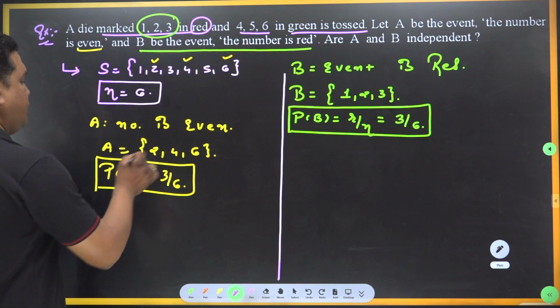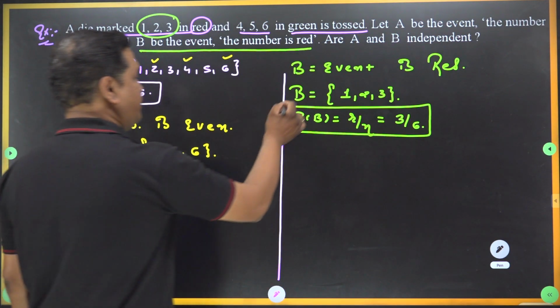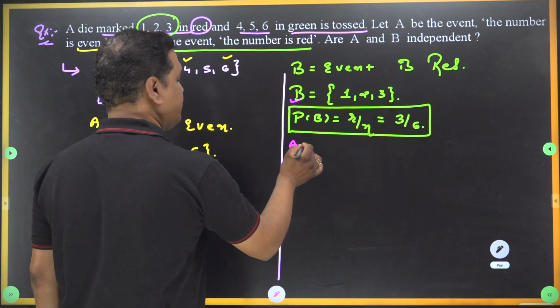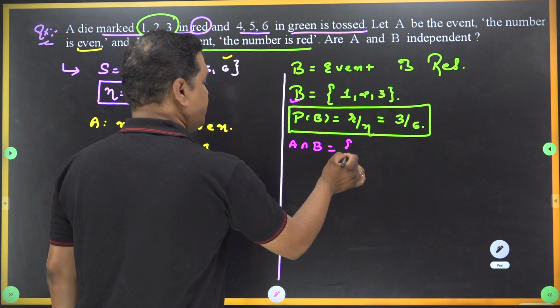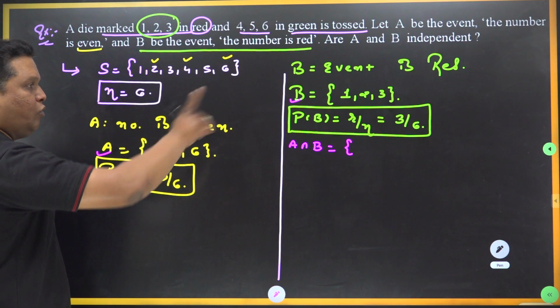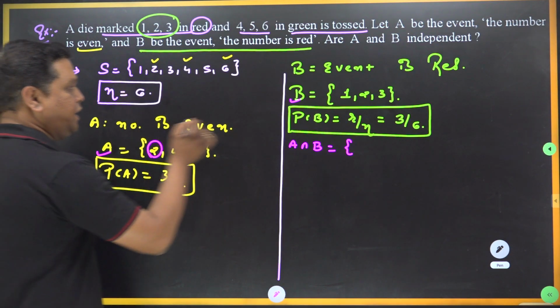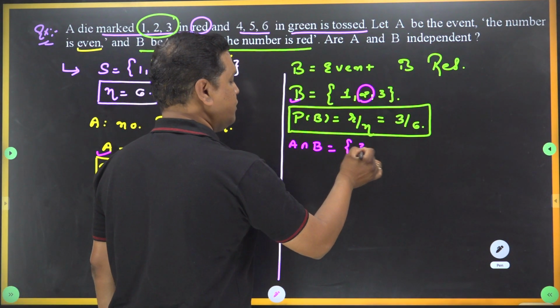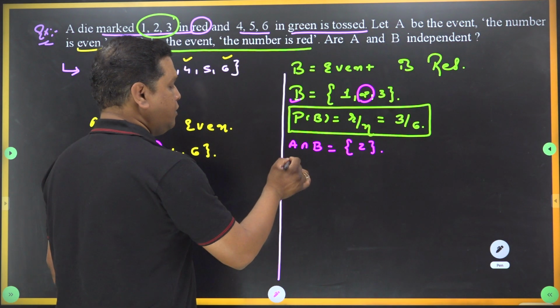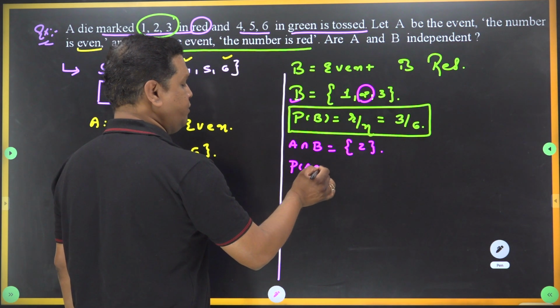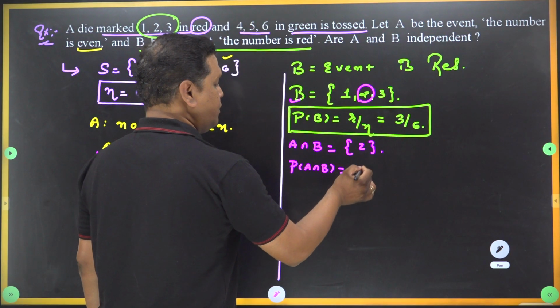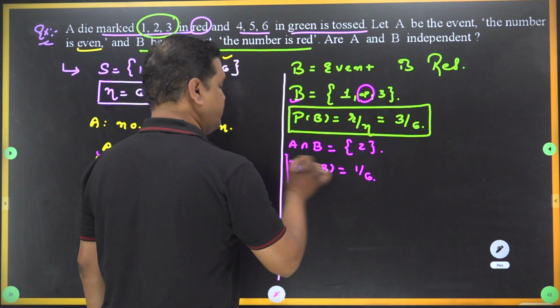Now A intersection B, दोनों में कॉमन एलिमेंट that is 2 only. So P of A intersection B, 1/6.